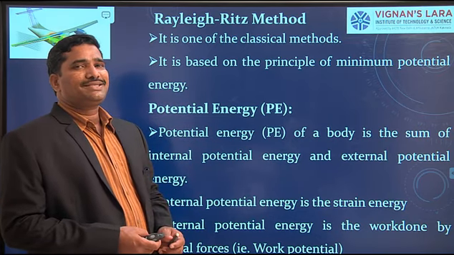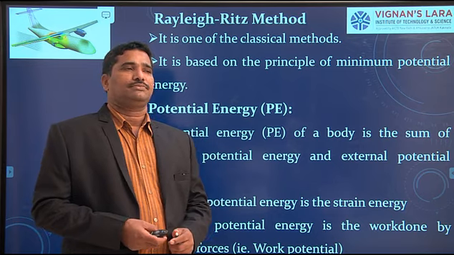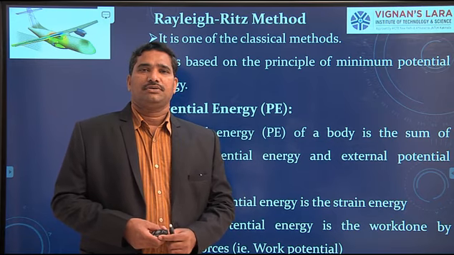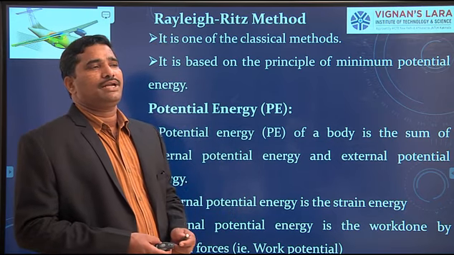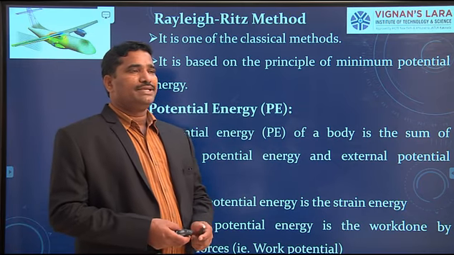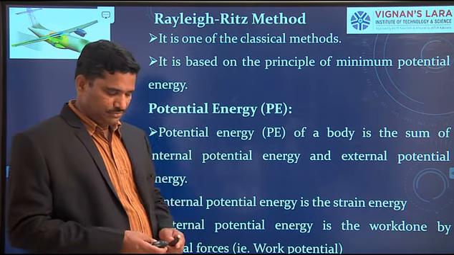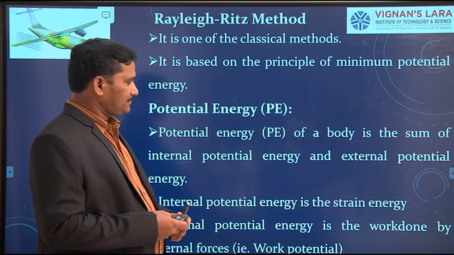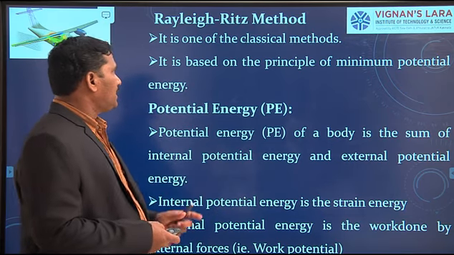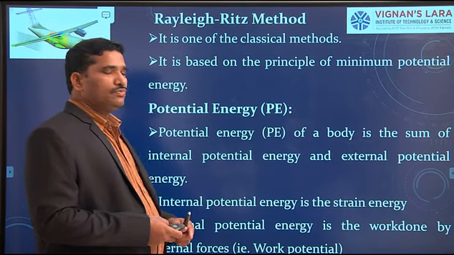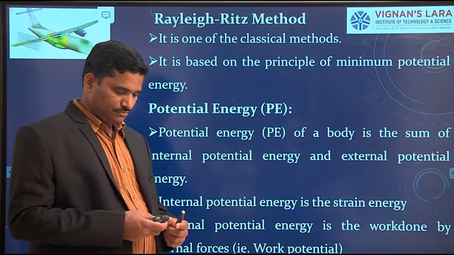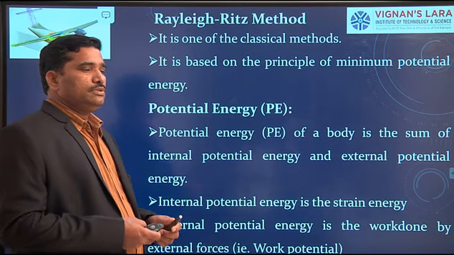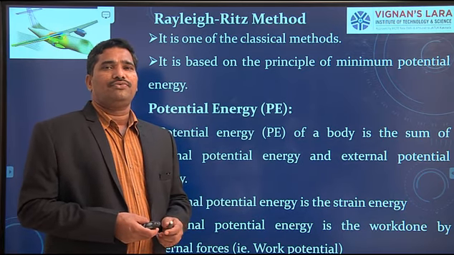Remember, the classical method gives only the approximate solution. They are analytical in form. Once again I tell you, the classical methods are classified into two types: variational method and weighted residual method. Now we shall see the Rayleigh-Ritz method. Rayleigh-Ritz method is also one of the classical methods. It gives approximate solution. The solution appears in the form of an analytical expression.